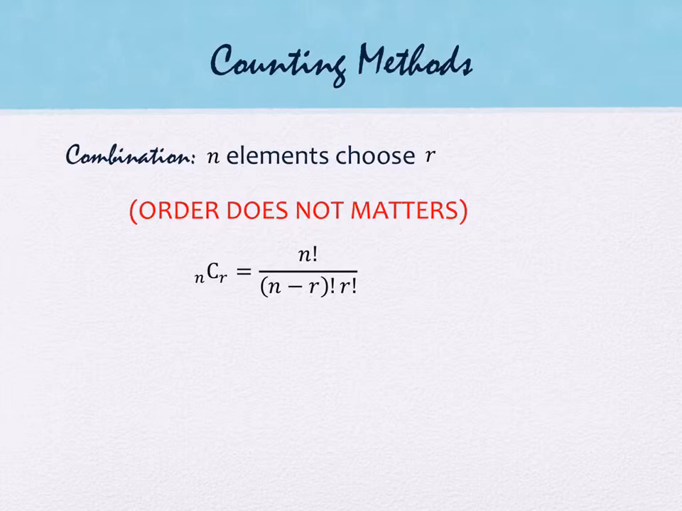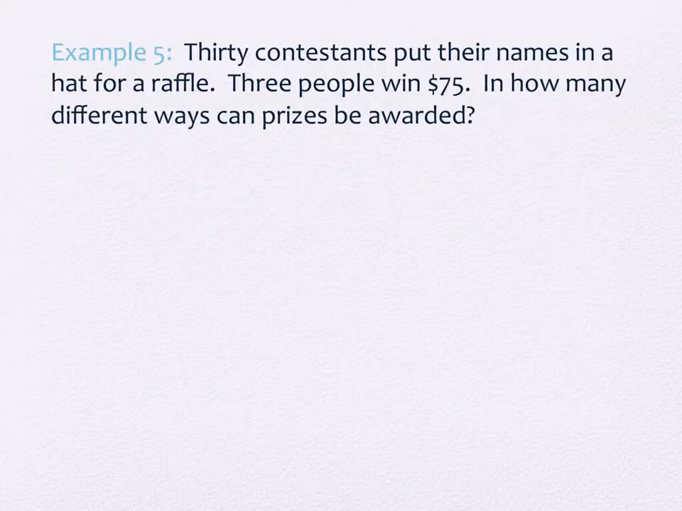All right, so let's do almost the same example that we did before. 30 contestants put their name in a hat for a raffle. 3 people win $75, and how many different ways can prizes be awarded? Why in this one does the order not matter? The outcome for the winners is the same. You guys see that? Still 3 winners, still 30 people, but now it doesn't matter if their name was chosen first out of the hat or third out of the hat, they have the same prize.